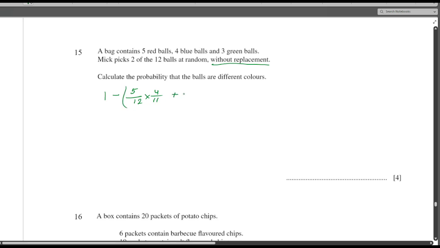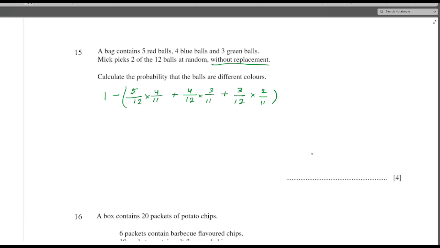If it is blue, then it is 4 divided by 12 times 3 divided by 11. And if it is green, then it is 3 divided by 12 times 2 divided by 11. So here, I subtract all these values from 1: 1 minus 5 divided by 12 times 4 divided by 11, minus 4 divided by 12 times 3 divided by 11, minus 3 divided by 12 times 2 divided by 11. I have opened the bracket and the result is 47 divided by 66.